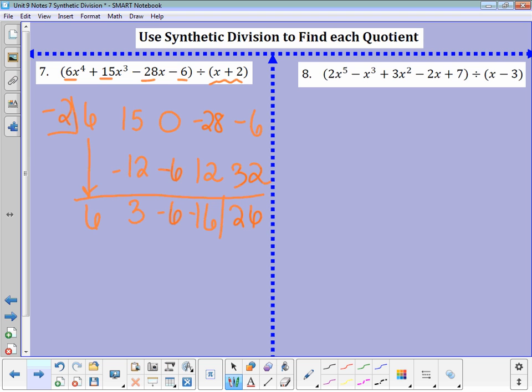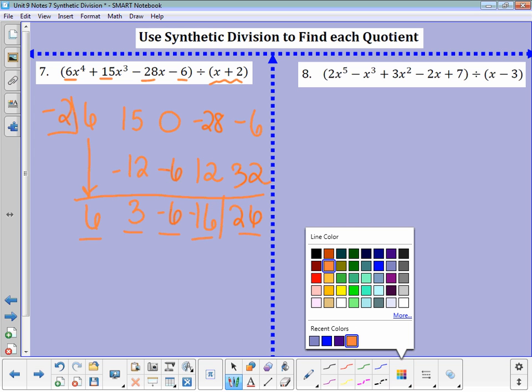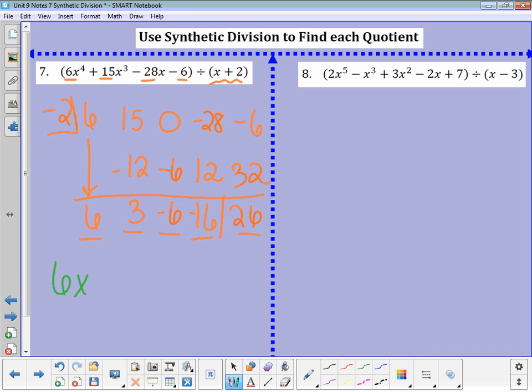So then I'm going to look. Here's my remainder, constant, x term, x squared term, and x cubed term. So look at it this way. We have x to the 4th. That 4th is our highest degree in our original problem. So when we divide it out, we should have the next degree lower, so 3rd degree. So that's what we wanted. So we have 6x cubed plus 3x squared minus 6x minus 16. And now we're going to write our remainder divided by our original divisor, which was x plus 2.